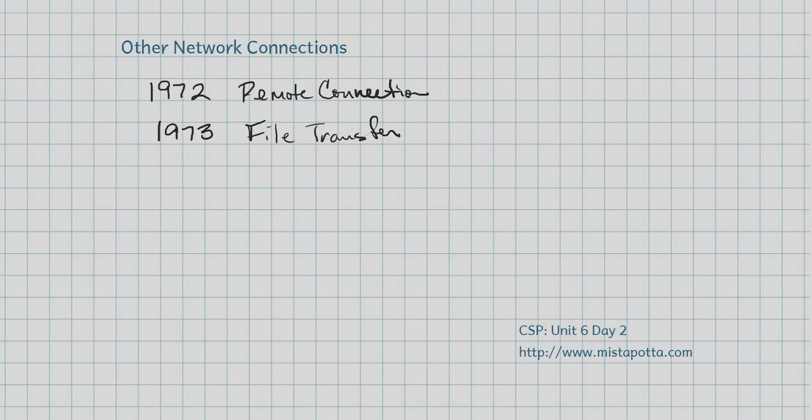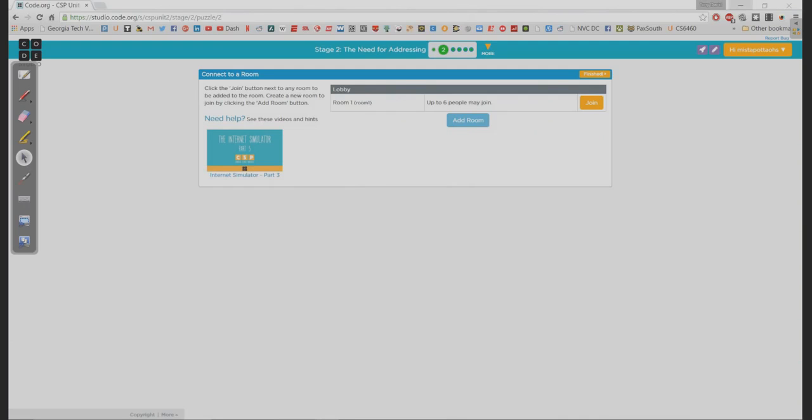So I'm going to go to my desktop and I'm going to show you, this is at studio.code.org. This is lesson 2, stage 2, the need for addressing, and you'll see a room over here where people can log in. It says up to 6 people may join. What you're going to be doing is playing a game of Battleship. But you're not just going to be playing one game of Battleship, you're going to be playing a large group game of Battleship, where there's going to be a group of at least 3 of you, and you're going to be playing Battleship simultaneously with everyone else in your group.